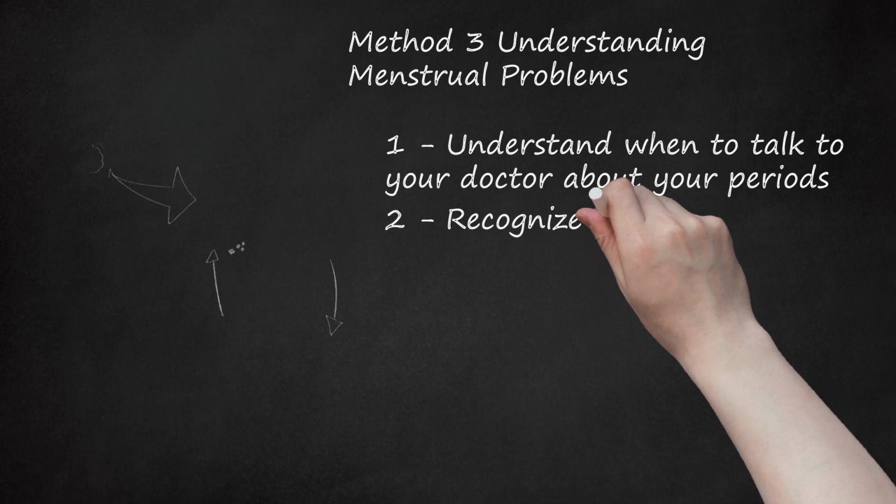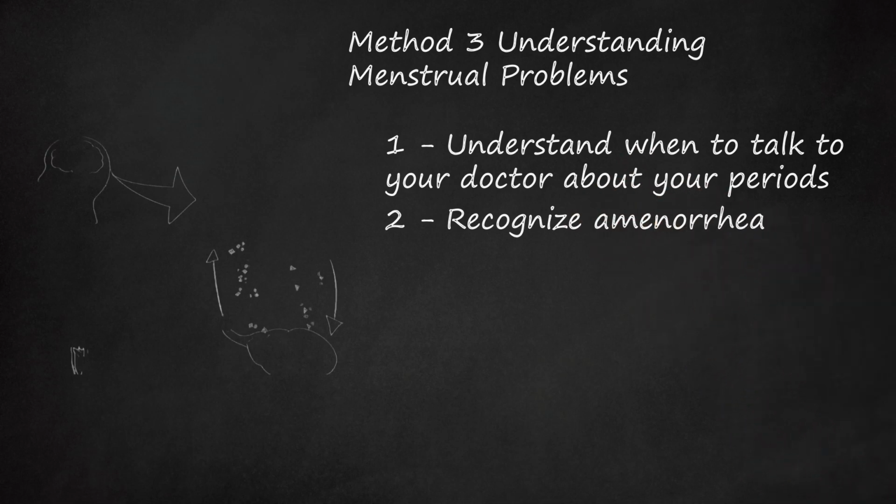2. Recognize amenorrhea. Amenorrhea is the lack of a menstrual period. Women should start having periods by the age of 15, and if you or your daughter has not received their first period by the age of 15, consult your doctor.